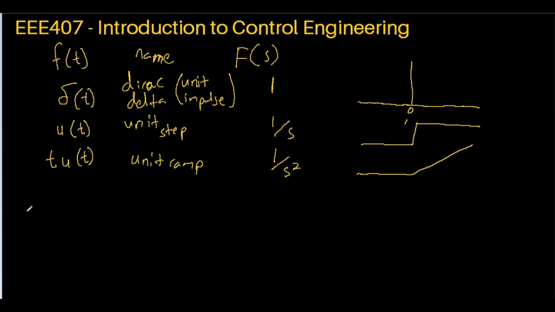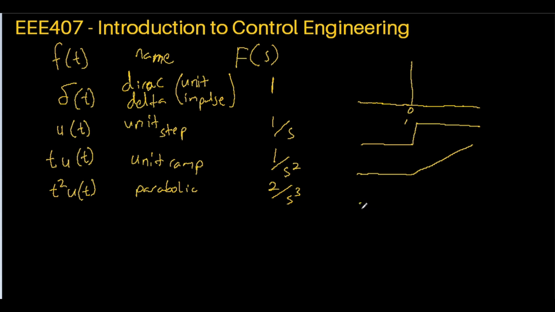Now, let me write one more function. You have t squared u of t. Now, this is an acceleration function, or a parabolic function. It doesn't have a special name per se, but let me call it a parabolic function. If you want, you could call it a unit parabolic function. And the Laplace transform for this, I believe, is 2 over s cubed. Okay, I believe it's 2 over s cubed, and it looks okay.